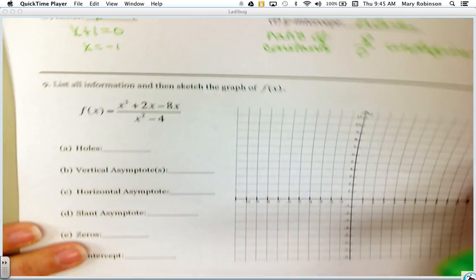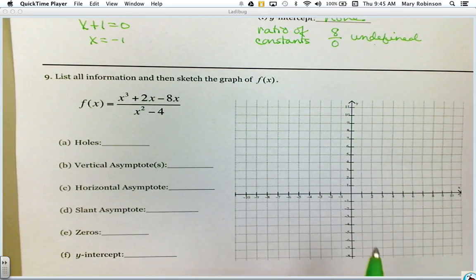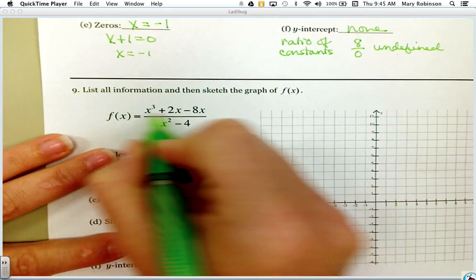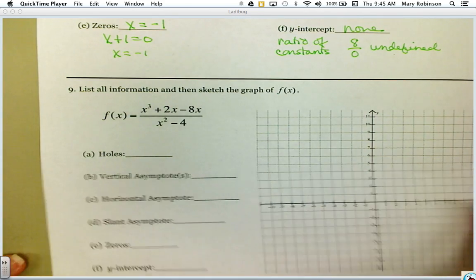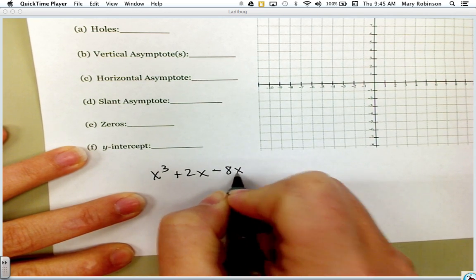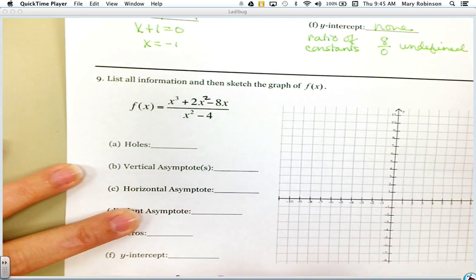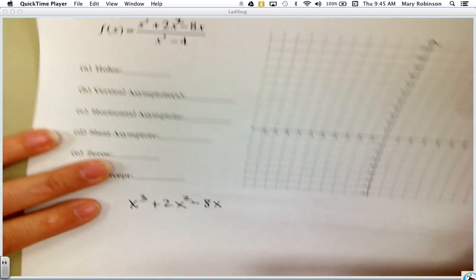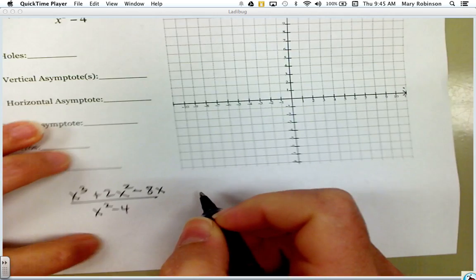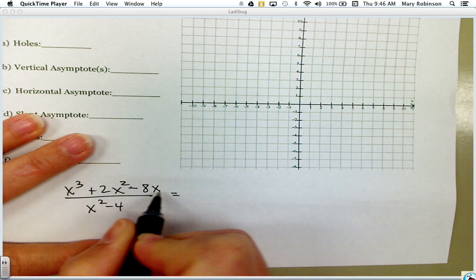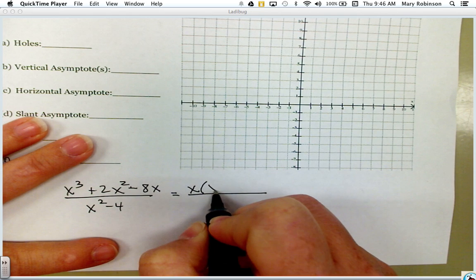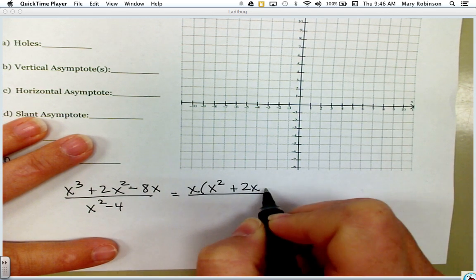Next, moving on to 9, we have to list all the information, then graph it. So we'll start off the very same way that we did with problem 8, first by recognizing that we should factor. So I'm going to come down here. And by the way, this should be x squared. I apologize for that. Please make sure you put in the squared. X cubed plus 2x squared minus 8x over x squared minus 4. The first thing you should recognize is that all of these terms have a common factor of x. So I'm going to factor that out. So that would leave me with x squared plus 2x minus 8.